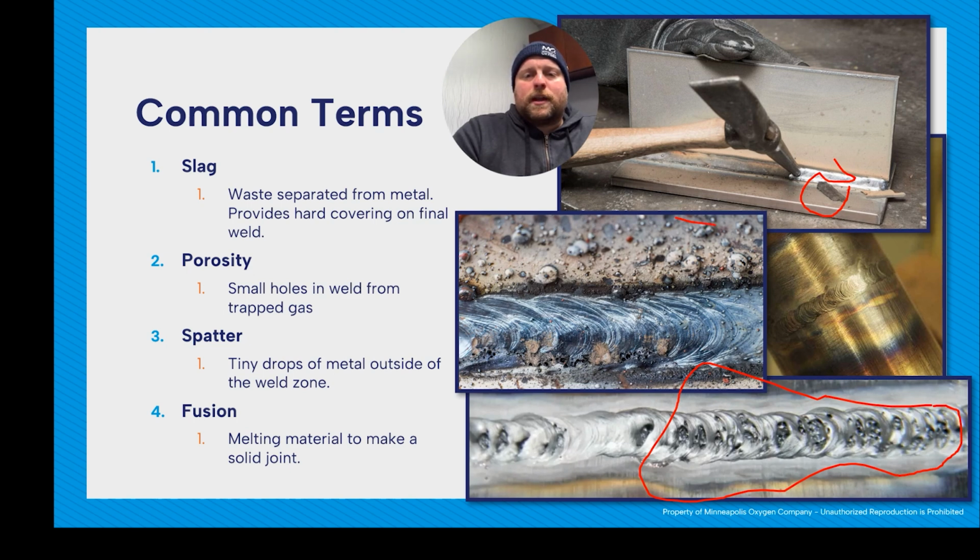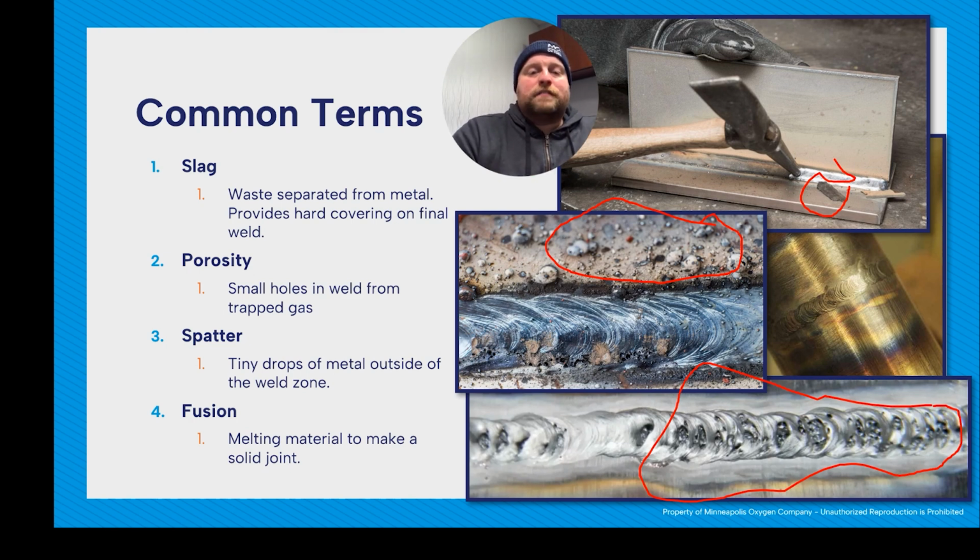Spatter is tiny drops of metal outside the weld zone. Like right here, this is all spatter. Commonly confused with splatter. It is not splatter. It is spatter. Spatter is going to be caused by the prep of your material, different types of shielding gas, transfer method, things like that. If you're too close, too far away, lots of stuff can make spatter. Just like porosity, we want to try to limit it. Less spatter most often will mean better welding technique, better quality welds.